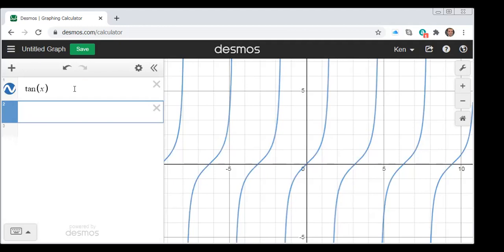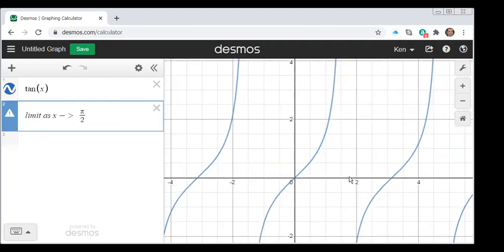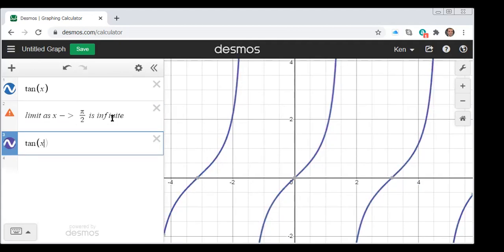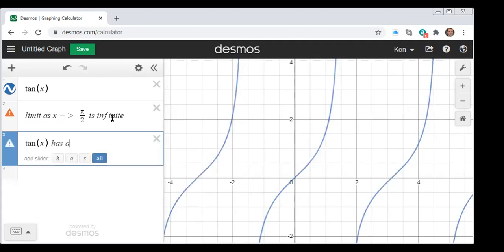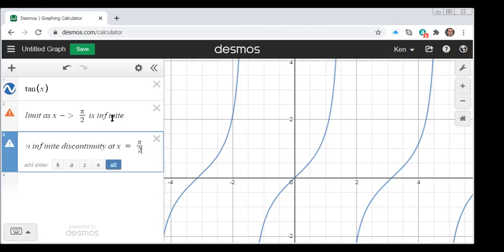So if you take the limit as x goes to pi over 2, then what's happening? The y values are approaching infinity. So tangent of x has an infinite discontinuity at x equals pi over 2. Of course, pi over 2 is not in the domain of tangent of x. That's why I say tangent is continuous on its domain.